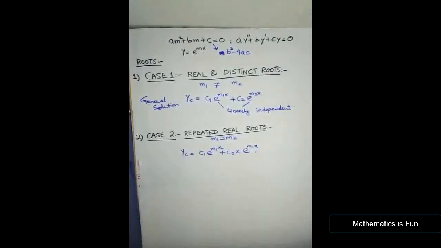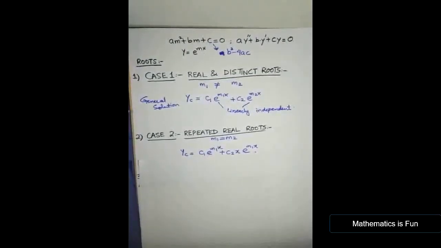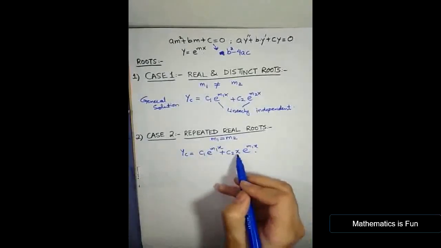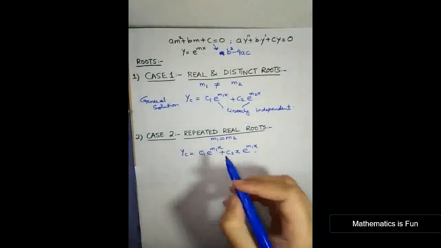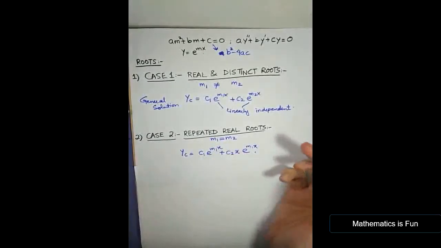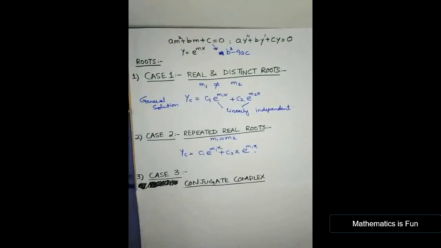I told you the logic behind that is the reduction of order. If we have time, then we will discuss how we write this x in the repeated real roots. Alright, so that is case number 2. If you have repeated roots, then you use this general solution. And also this is only one function, so I cannot say it's linearly independent or dependent. Okay, we move forward into case number 3.